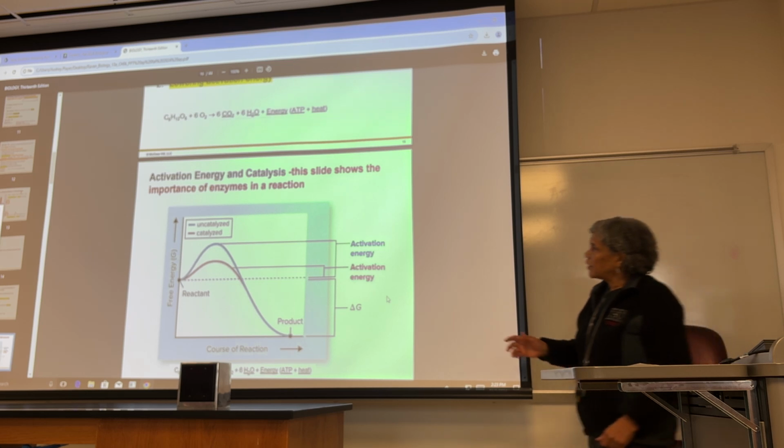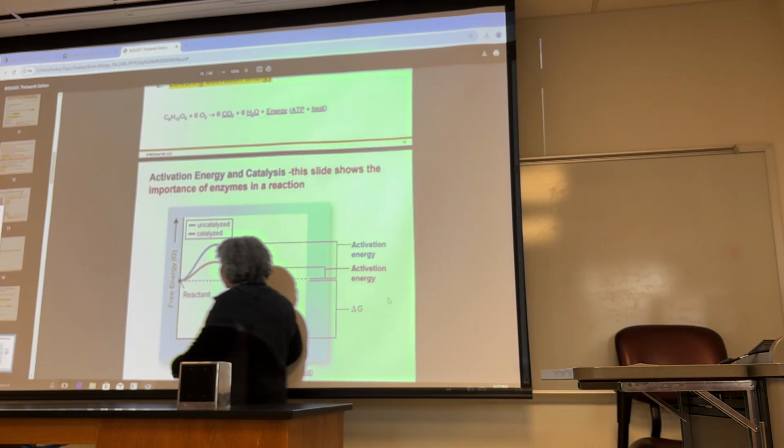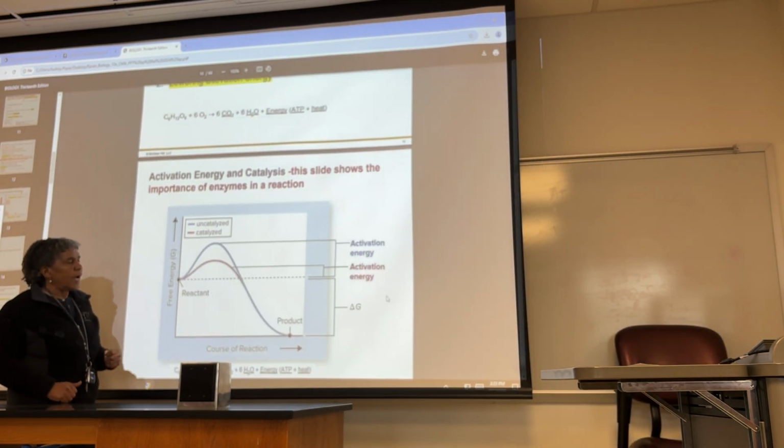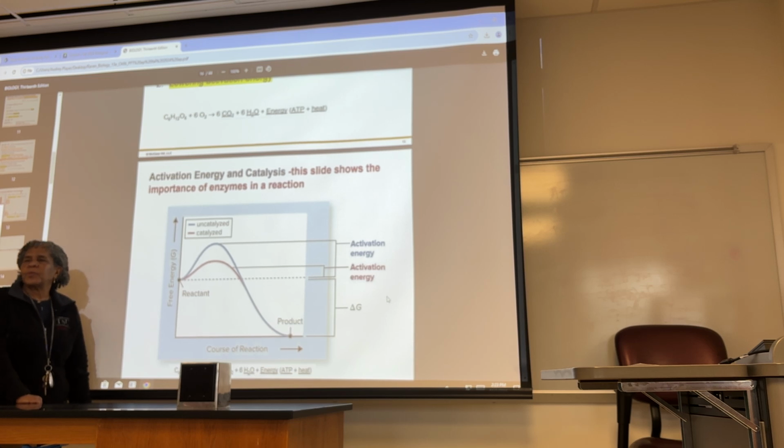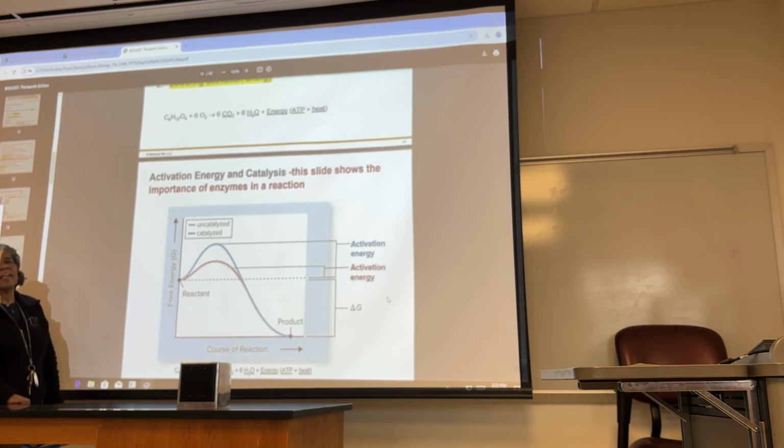Okay, so this actually describes what enzymes do. In all of your life, they're always going to define enzymes the very same way.